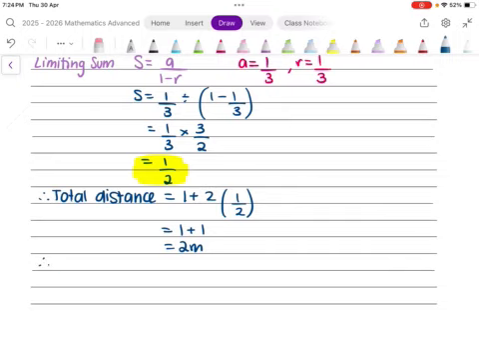So therefore, the total distance the ball travels is 2 meters. Cool.